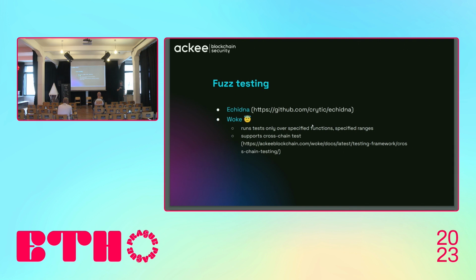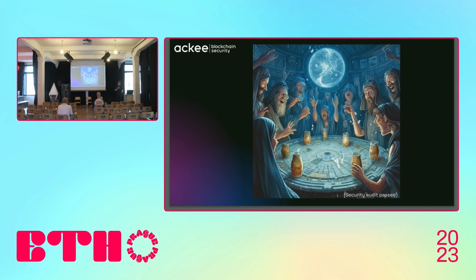For fuzz testing, there's the first and still very good tool from Trail of Bits called Echidna. We also have fuzz testing in Woke, where on top of the specific things for fuzz testing, we can also support cross-chain tests. We use it with a lot of projects, for example, that we are auditing on Axelar. And as the audit is finished, everyone is happy, and this is how it should look.